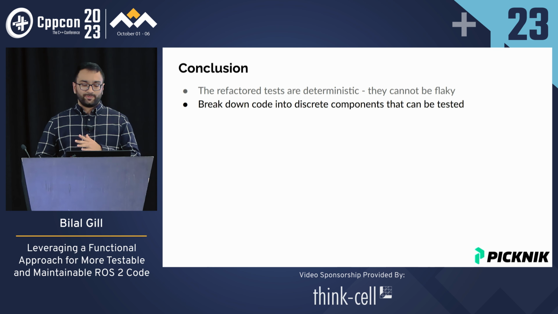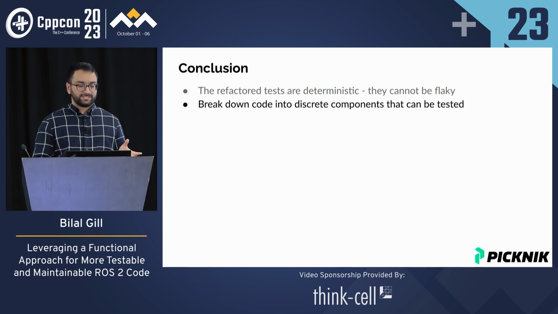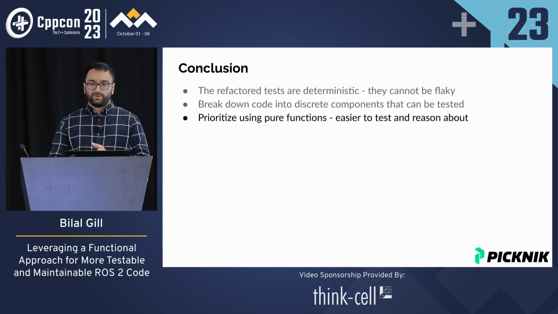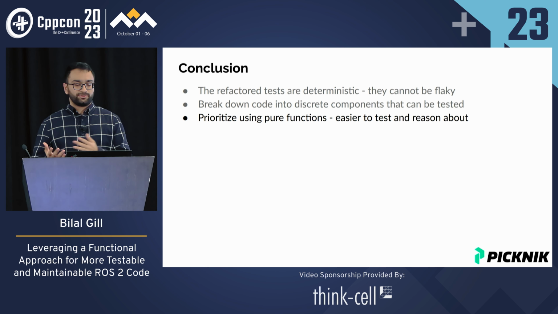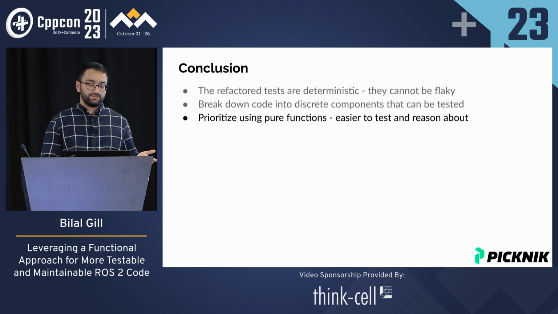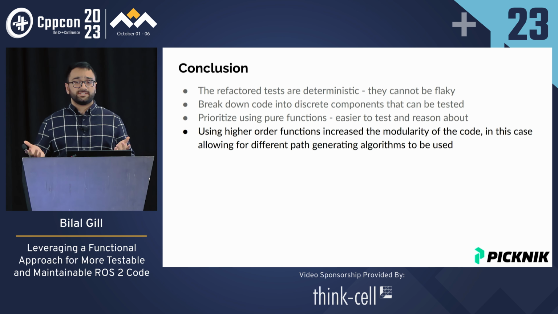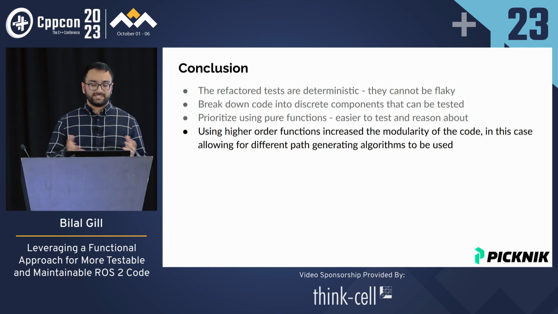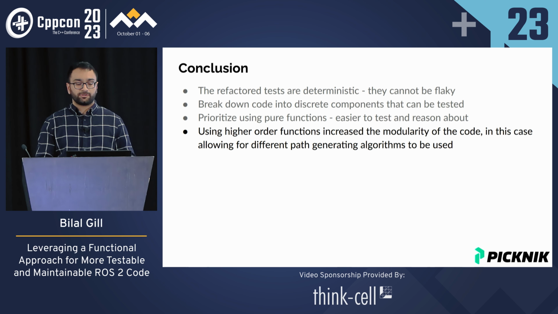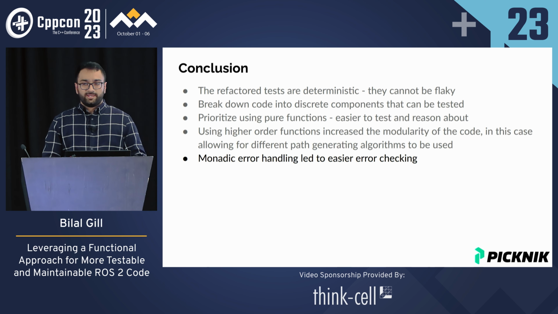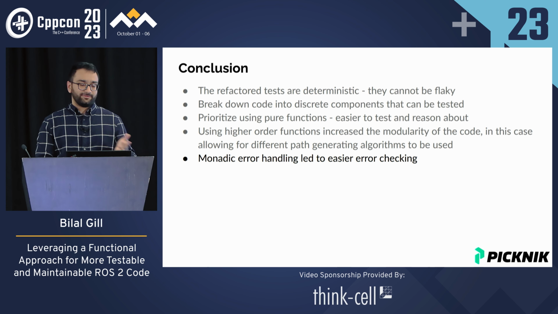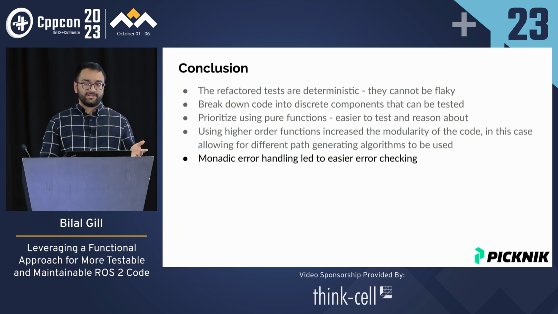What we want to do is break down code into discrete components that can be tested. We want to prioritize using pure functions because they're easier to test and reason about. And using higher order functions increases the modularity of our code, in this case allowing for different path generating algorithms to be used. And with Monadic error handling, it's led to easier error checking, right?